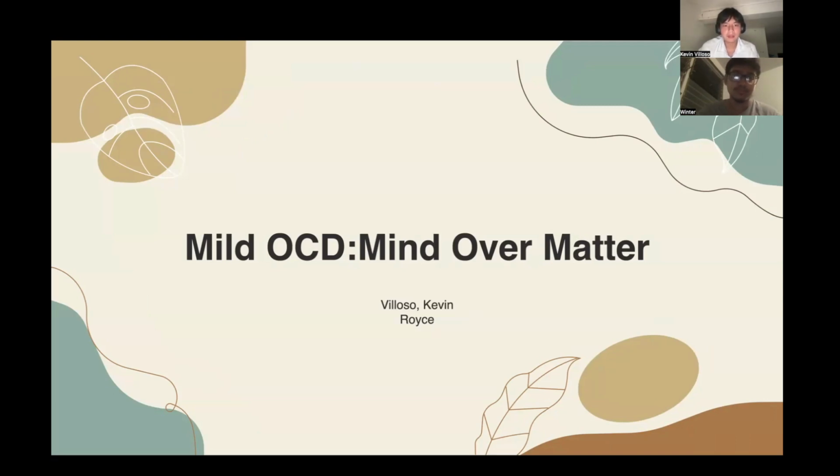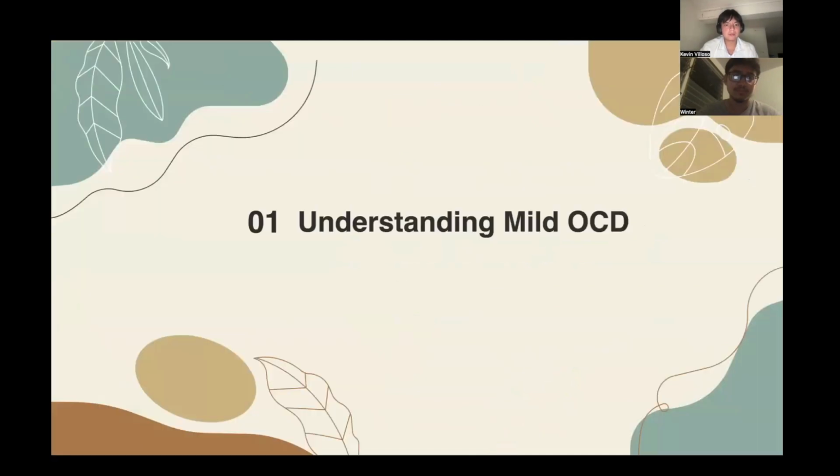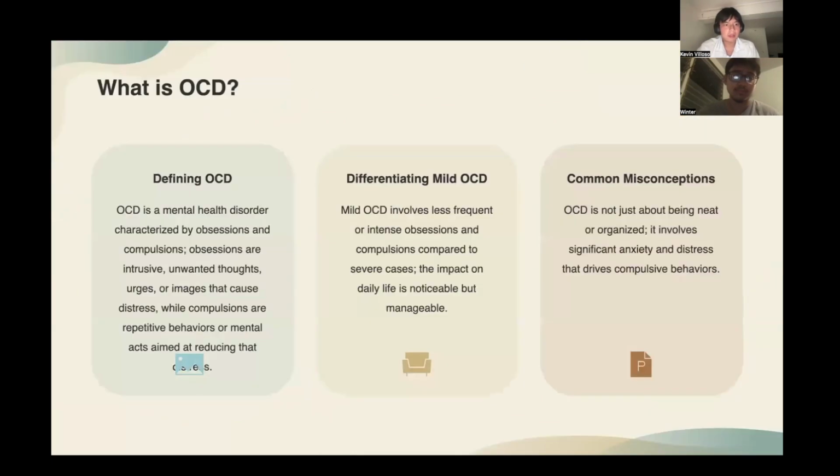Okay, so this is the table of contents. Our first subject we'll go over is understanding mild OCD. What is OCD in the first place? OCD is a mental disorder characterized by obsessions and compulsions. Obsessions are intrusive, unwanted thoughts, urges, or images that cause distress, while compulsions are repetitive behaviors or mental acts aimed at reducing that distress.